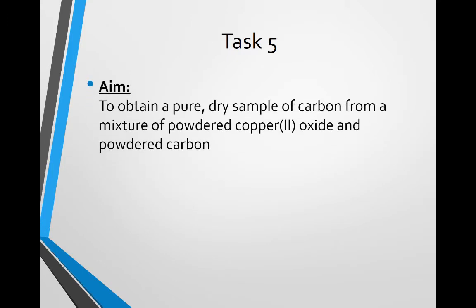Previously we talked about the aim, which is to obtain a pure dry sample of carbon from a mixture of powdered copper 2 oxide and powdered carbon. As for the variables, we don't have any, because it's just a simple procedure to separate a mixture of the two substances.